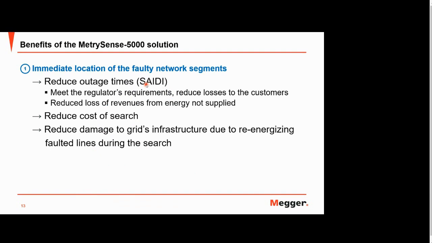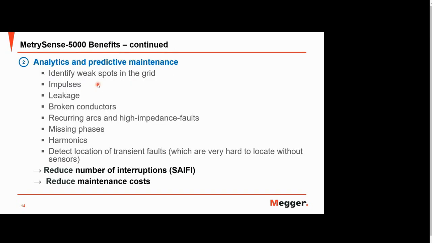Of course we have very big networks where the fault happened. It directly helps you to know where the fault happened, in which particular zone, so your team can directly go and fix that particular fault as soon as possible. So it reduces the outage time, meets the regulators' requirements, and reduces the losses to the customers, the losses of revenue from energy not supplied. It reduces the cost of surge. It reduces the damage to grid infrastructure due to re-energizing the faulted lines during the complete surge operations.